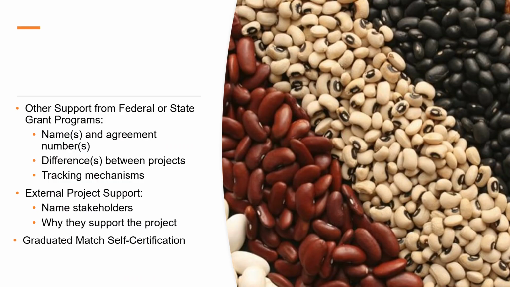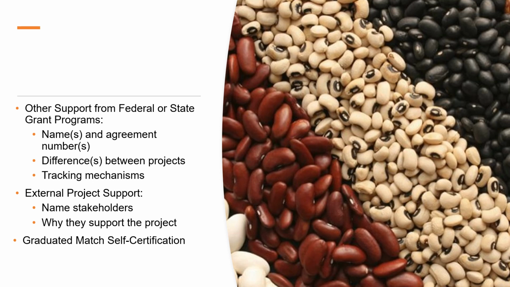To wrap up the application form, there are 3 more questions. Applicants must indicate if the proposed project has been submitted to another federal or state grant program for funding. If no, please write not applicable. If yes, please write the name and agreement number of each grant other than the RFSI. Also include a brief description of how the proposed RFSI project differs from or builds upon the other proposed or funded projects, as well as the tracking mechanisms in place to ensure the RFSI project does not duplicate costs or activities from any other sources of funding.